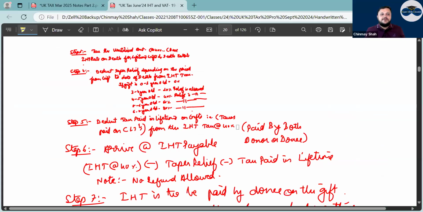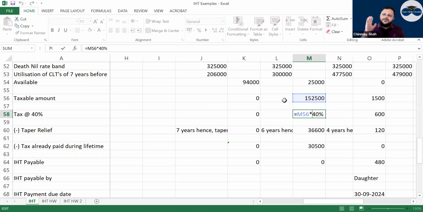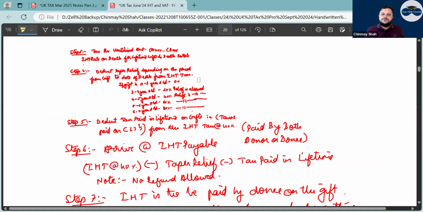Then comes the taper relief concept. Taper relief means, see, if it is an older gift, it should not be fully taxed, right? So look at the year. This taper relief table is generally given to you. If the gift is 3 to 4 years old, only take 20% relief. 4 to 5 years old, take 40% relief. 5 to 6 years old, take 60% relief. And 6 to 7 years old, take 80% relief, correct?